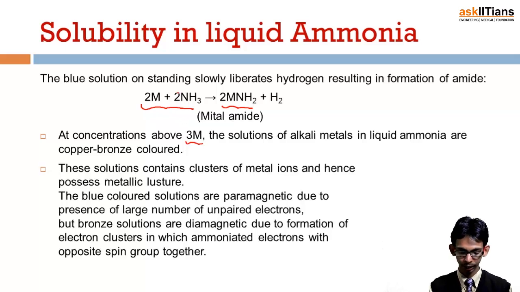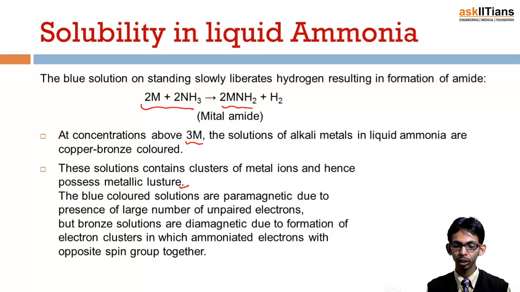And this is because these solutions in which the concentration of alkali metals is above 3 M contain clusters of metal ions. There are lots of metal ions present in the form of clusters, and hence they produce metallic luster of copper bronze color.